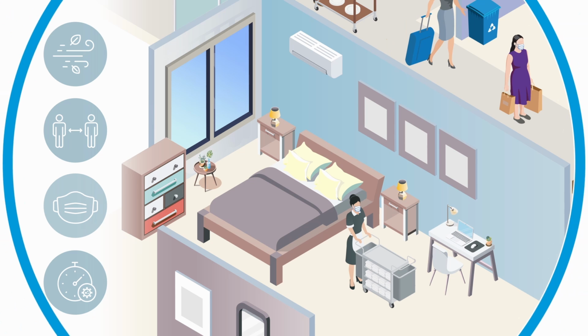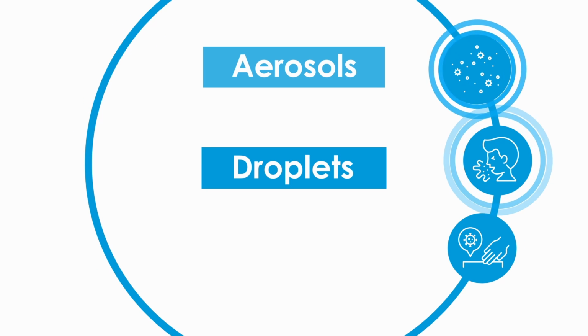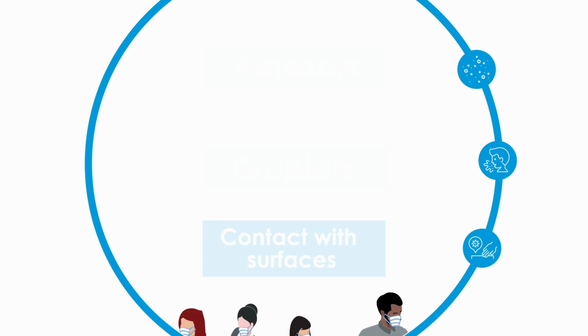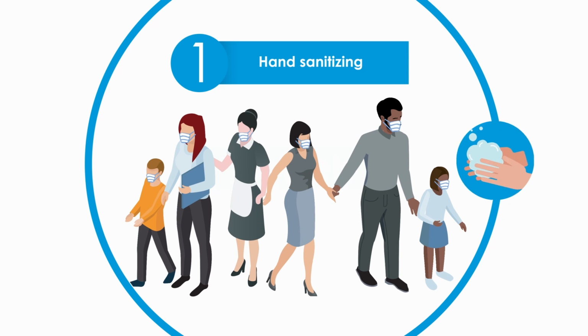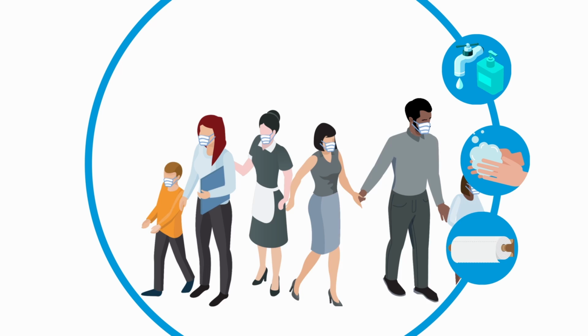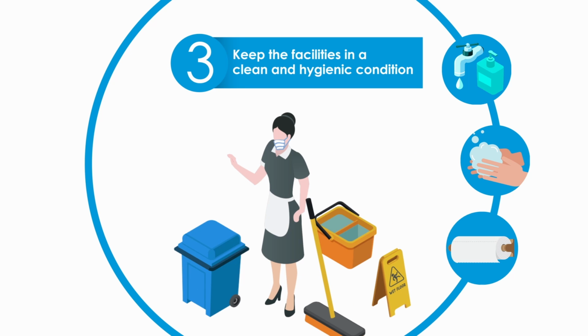The aforementioned measures are aimed at minimizing the risk of droplet and aerosol transmission. With regards to transmission through contact with infected surfaces, it is recommended to facilitate hand sanitizing among staff and users with soap, water, and single-use hand towels. Empty waste baskets daily, and keep the facilities in a clean and hygienic condition.